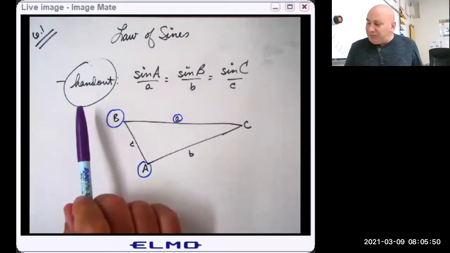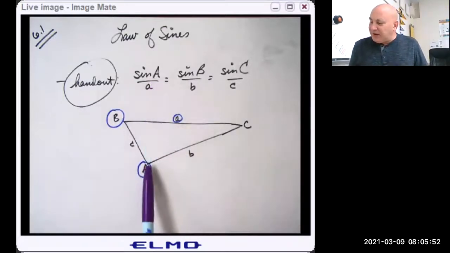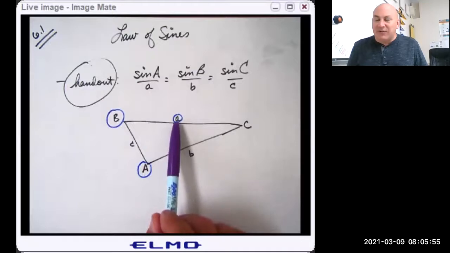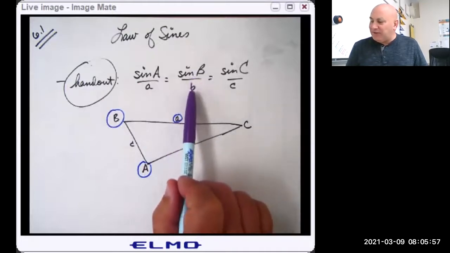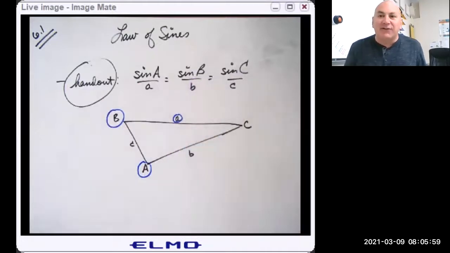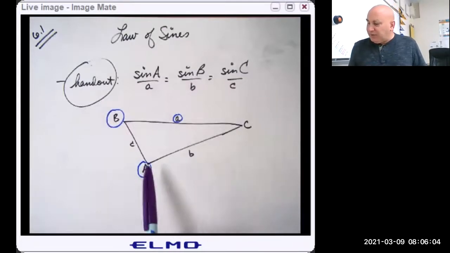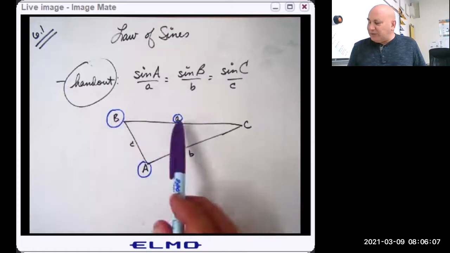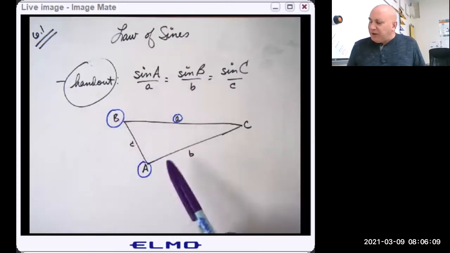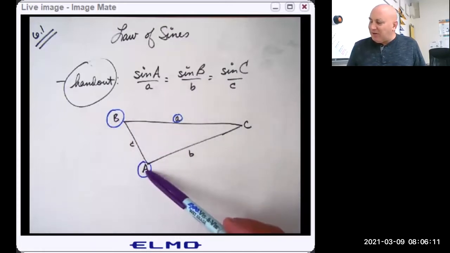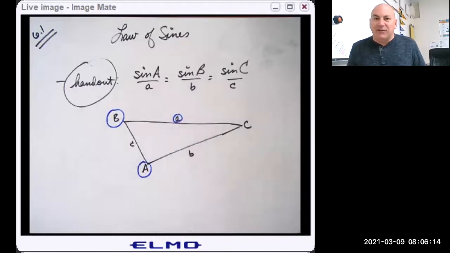From that handout, you would see that the sine of angle A divided by the length of A is equal to the sine of B divided by the length of B is equal to the sine of C divided by the length of C. In other words, anytime you have an angle and the side opposite, it doesn't matter which angle and which side, you have the sine ratio for that triangle.